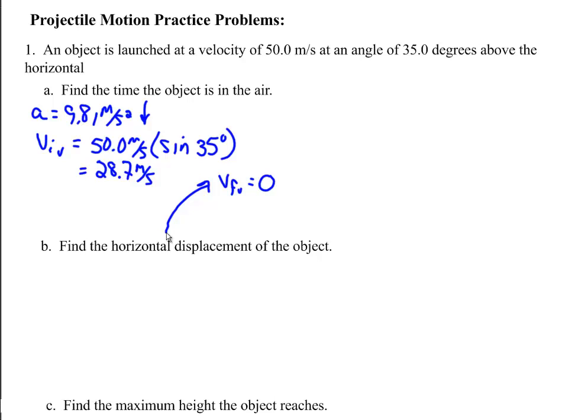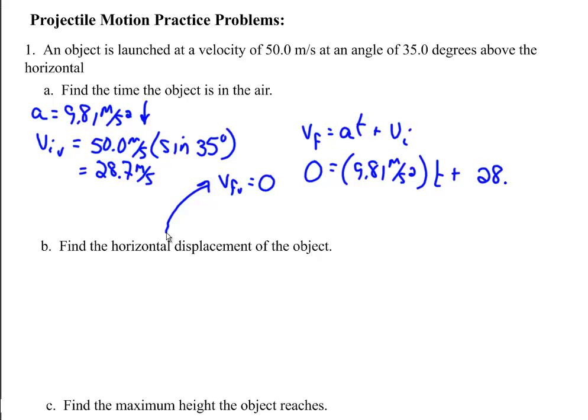So I have an initial velocity, 28.7 meters per second in the vertical direction. I have a final velocity in the vertical direction of 0. I have an acceleration, so I can find a time with the kinematic that allows me to use those 4 variables. So final velocity equals acceleration times time plus initial velocity. Final velocity is 0. Acceleration 9.81 meters per second squared times t, that's what I'm looking for. Initial velocity 28.7 meters per second.